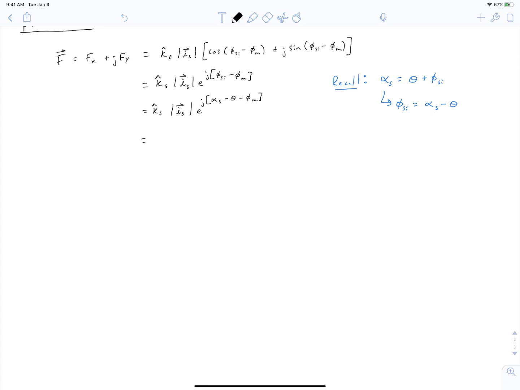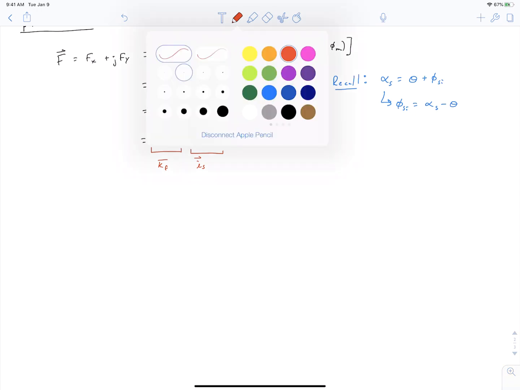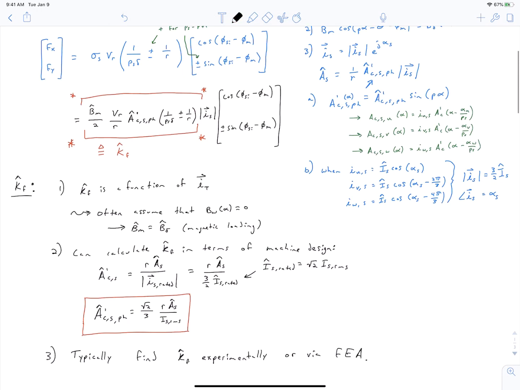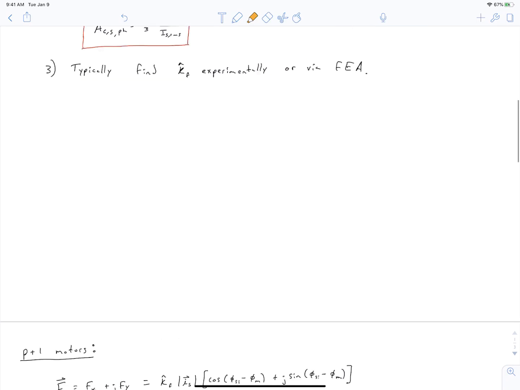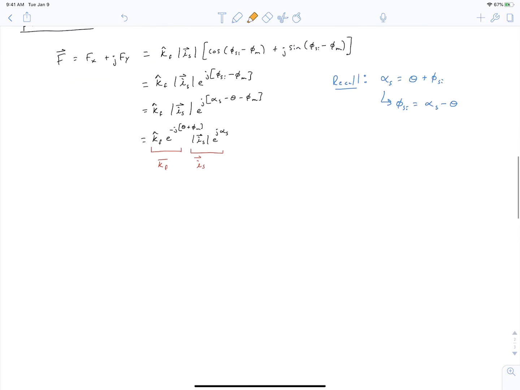And if we do this, we can get the following expression. And we've now reached our destination. We've achieved what we set out to achieve. So we wanted to write our force as this expression up here, a complex phasor times our current space vector. And you can see that we have managed to do that. We have a complex phasor times our current space vector.